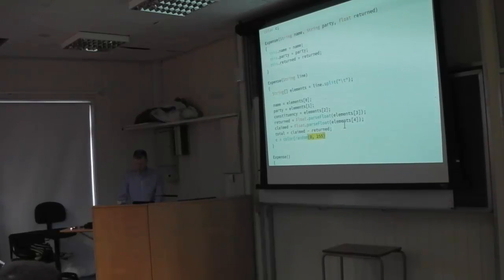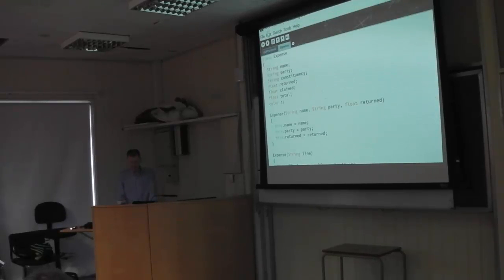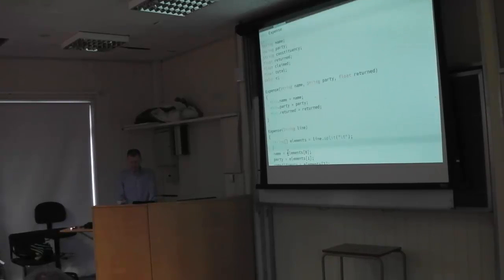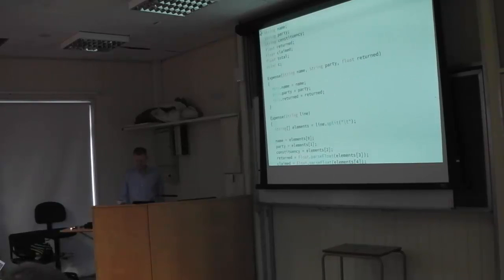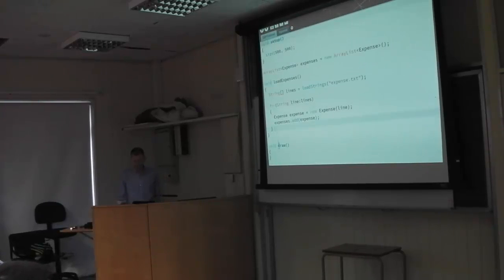Okay, so let's give this expense object a random color, so that when I come to draw it, I'll know what color it needs to be. Okay, so there's my expense object created with a random color. And you guys remember, that's how you create a random color. Just equals color, and you pass in the random method, 0 to 255, and that gives you the color.